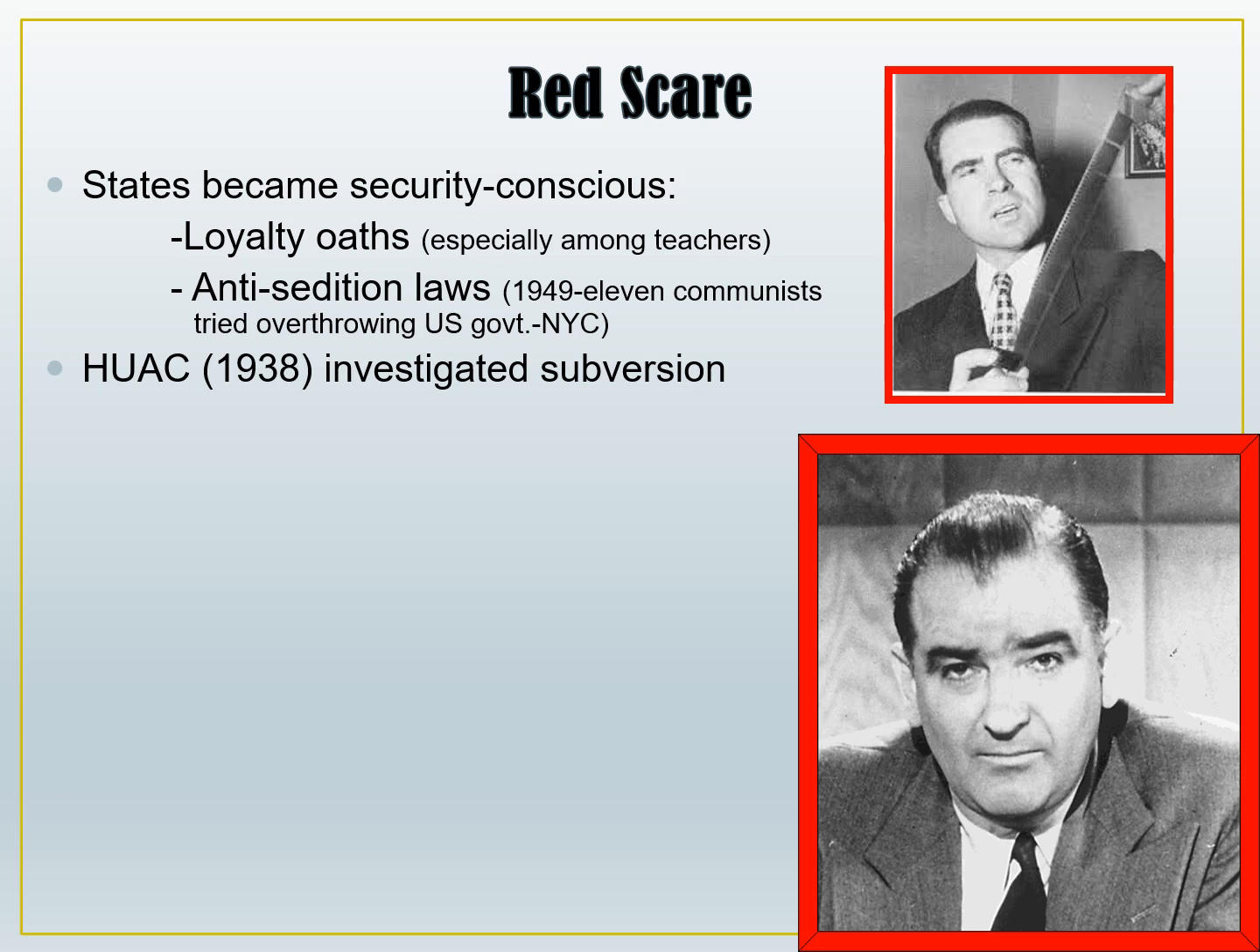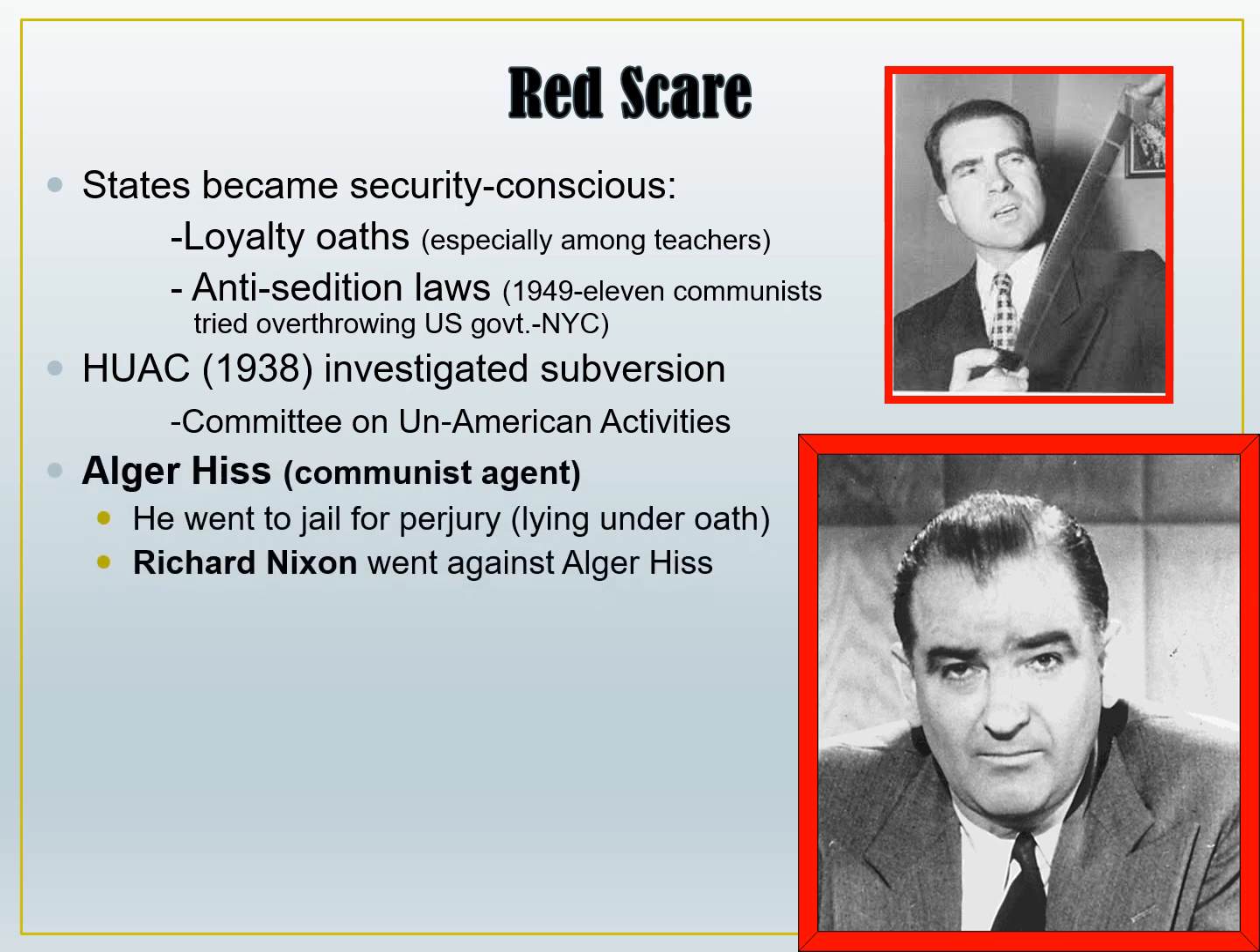The HUAC is formed. It's the House Un-American Activities Committee, gets the nickname HUAC. That was created to investigate subversion within the country. One of the major trials here would be the Alger Hiss trial. He was considered a communist agent. Richard Nixon was, I believe, the chairman of the Committee on Un-American Activities, goes up against him. This kind of gives a name for Nixon here. And Hiss ends up going to jail for perjury, lying under oath, and not being charged as a communist spy.